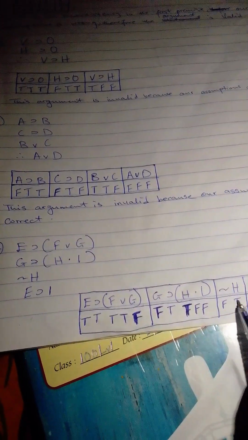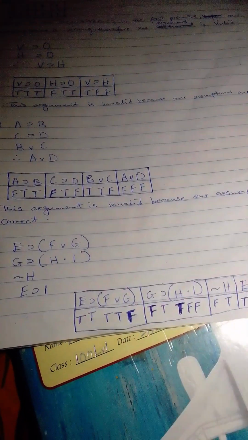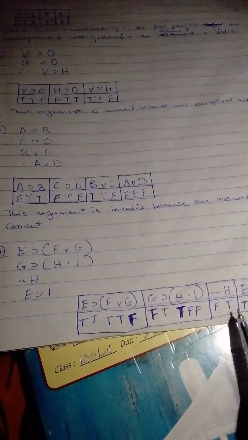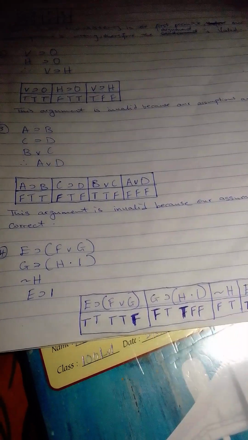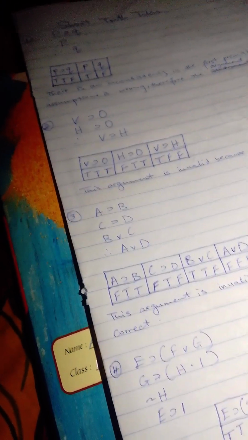So the negation of this truth, that is when we have false. We are able to solve this without any inconsistency, without proving our assumptions incorrect. So we prove our assumptions correct, that this statement is invalid. Therefore this statement is invalid because there is no inconsistency.